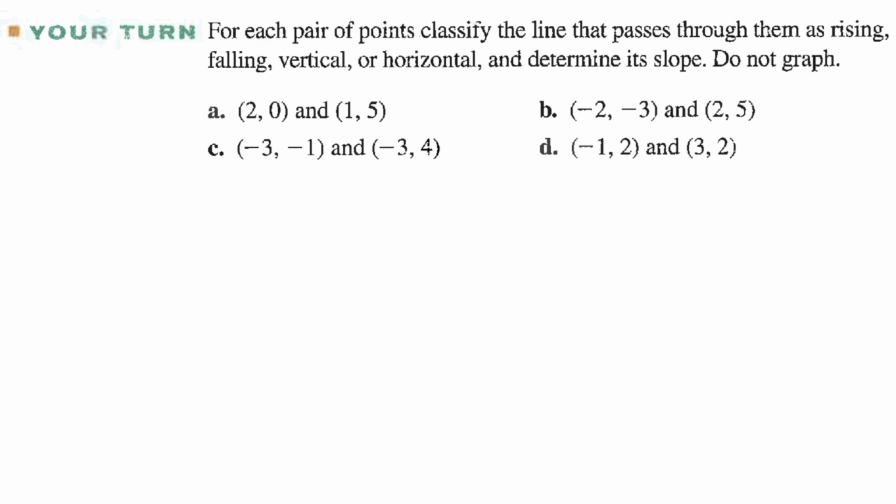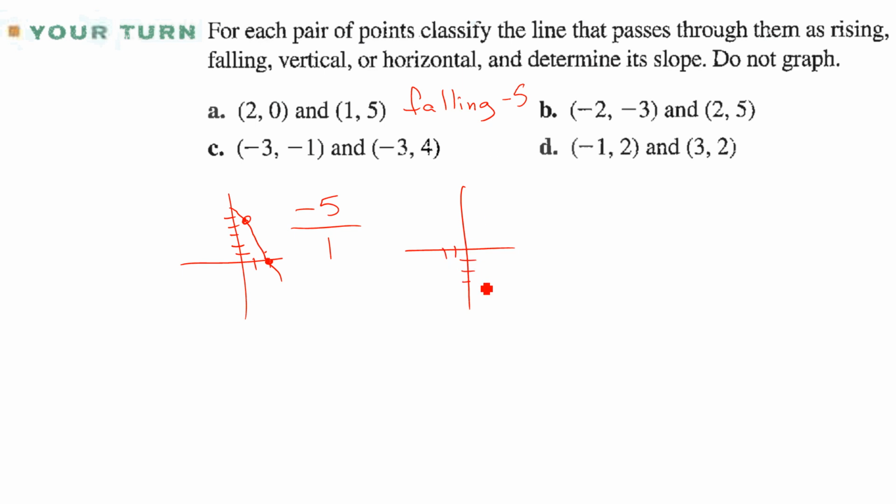All right, your turn. Give it a shot. So 2, 0, 2, 1, 5. That is falling. So from 5 down to 0, that is a rise of -5. And from 2 to 1, sorry, going backwards, from 1 to 2, that is a run of 1. So a slope of -5. Or B, -2, -3, 2, 5. So this is rising.